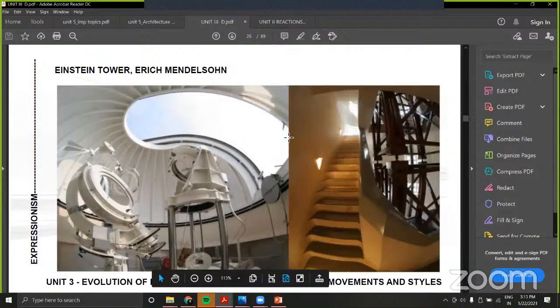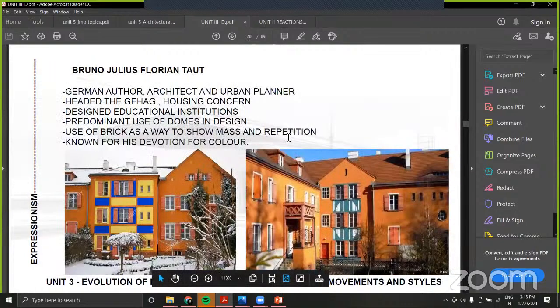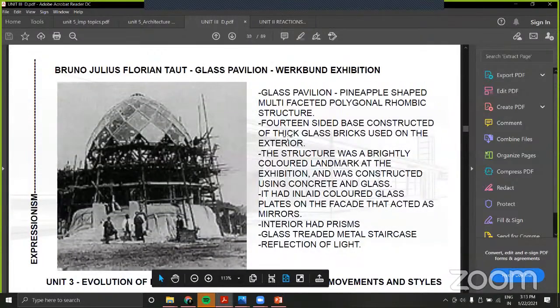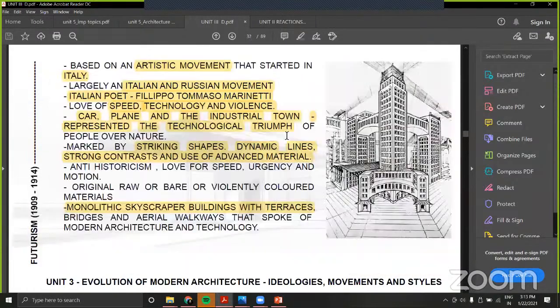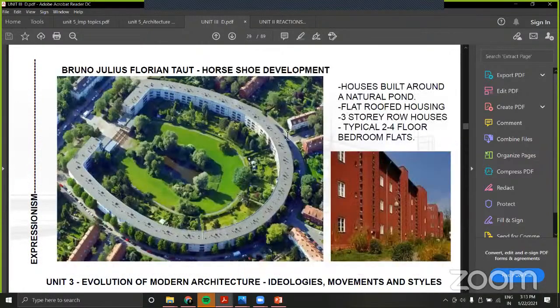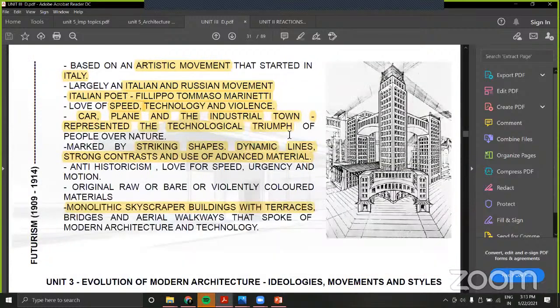So this is also another example, the glass pavilion, Werkbund exhibition. You can just read all these. Just read any one example, or you can read all of them if you want. Yeah. Then for futurism.